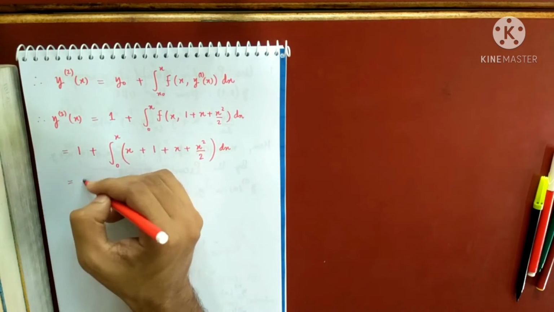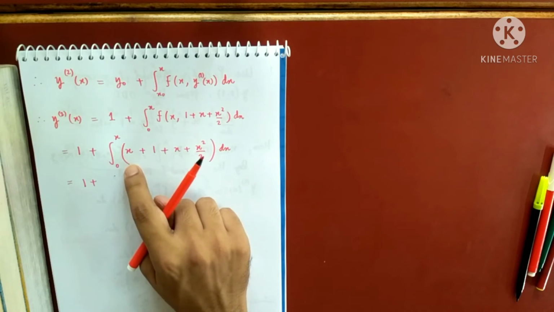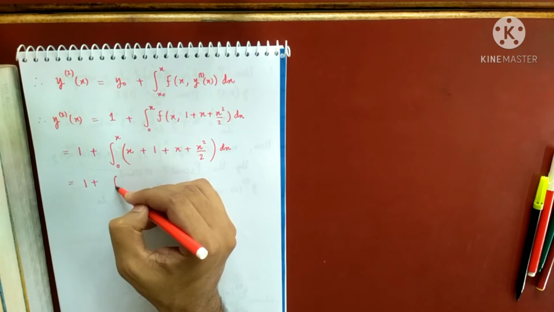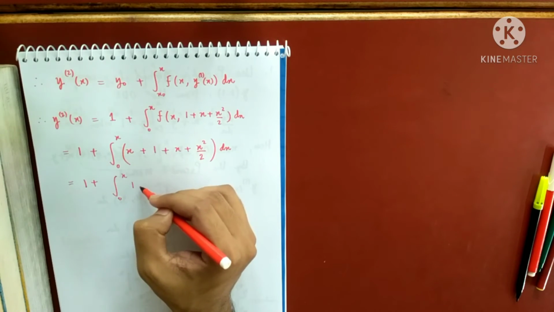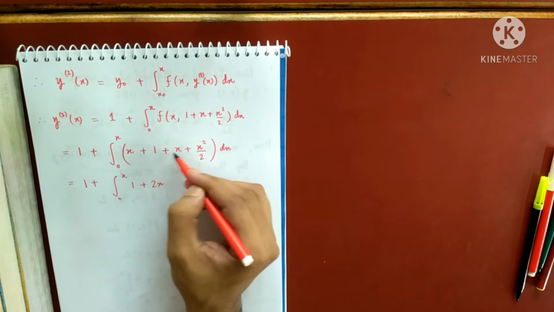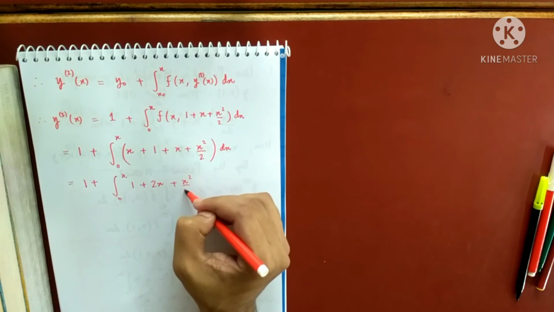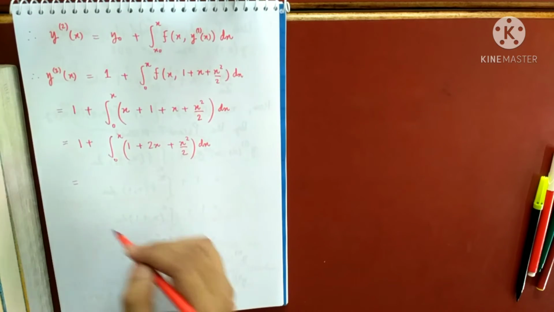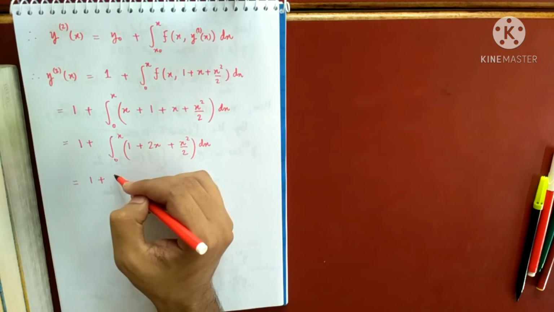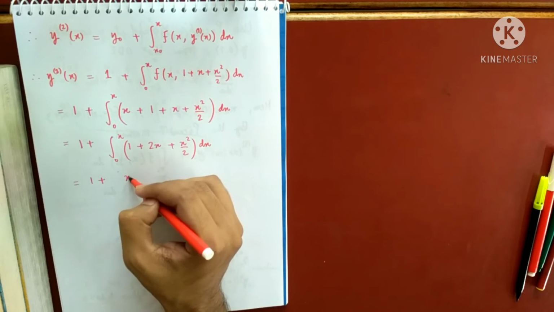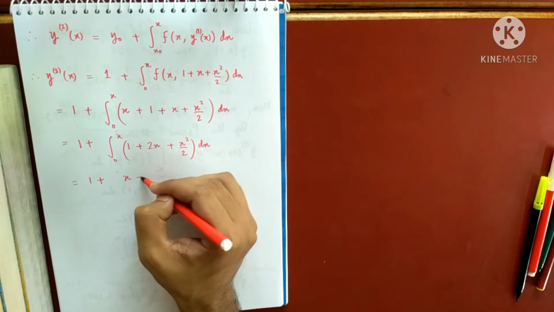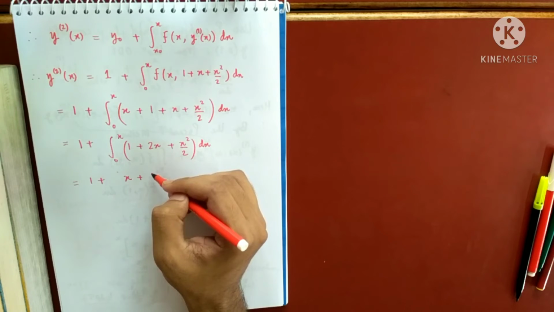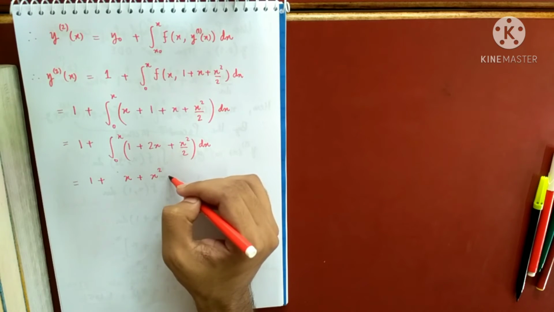So let us simplify this more. You understood this one? This is x plus y, and y here is this. So this is the integral from 0 to x. Let me write it like this: 1 plus 2x, because x plus x is 2x, plus x squared by 2. Let's integrate. Integration of 1 is x. Integration of 2x is 2 outside, and integration of x is x square by 2, so the 2 got cancelled, so x square.